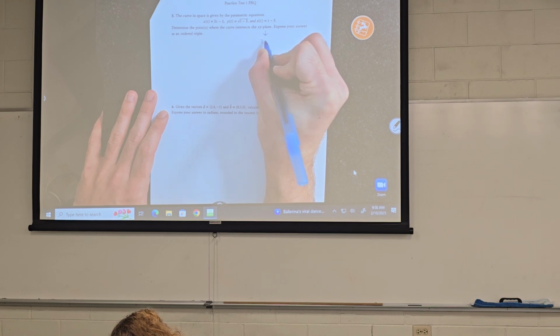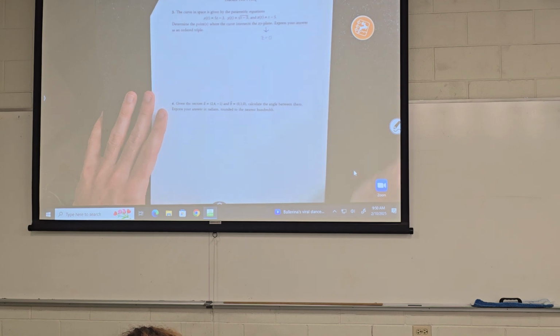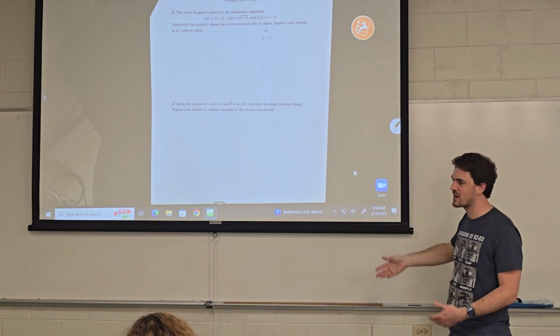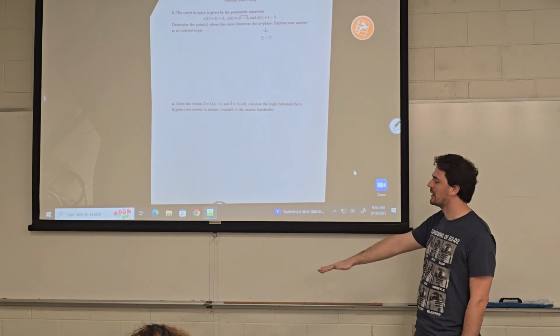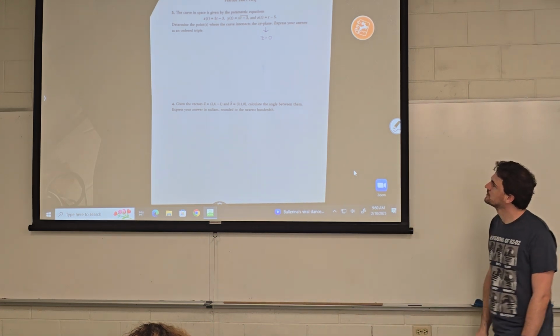That would be z equals 0. So if I'm talking about the xy plane, that is z equals 0. So it's whatever variable is not mentioned. If you want to talk about the yz plane, that's when x equals 0.